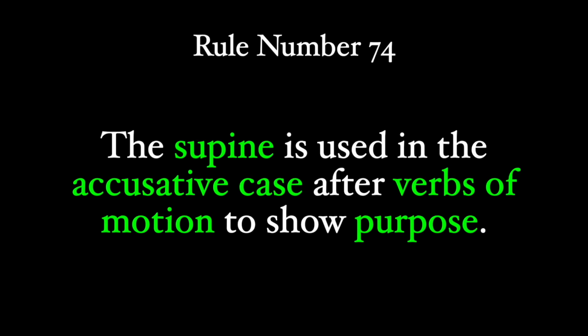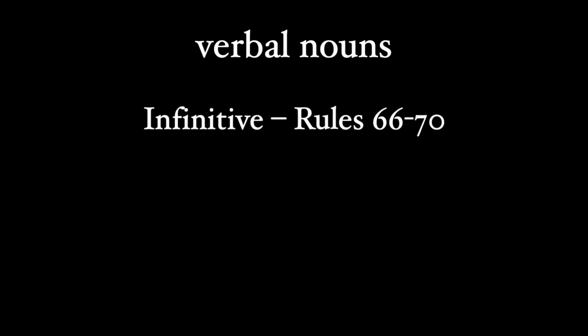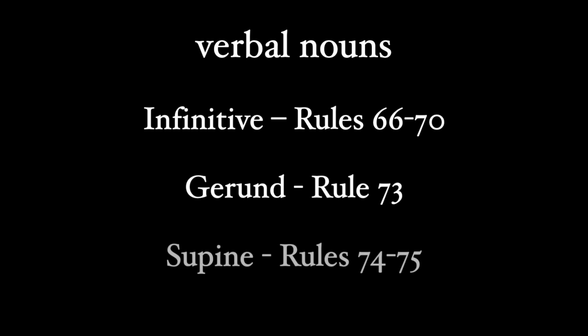Rule number 74. The supine is used in the accusative case after verbs of motion to show purpose. Latin has several different types of verbal nouns. There's the infinitive, covered in Rules 66 through 70, the gerund, Rule 73, and also the supine, which we will see in this rule, number 74, and the next one.